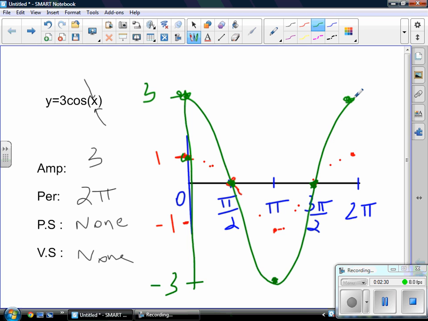So the only change here was the amplitude. Keep my period length still 2 pi. And the amplitude is kind of like a multiplier. So if it's a large number, it stretches it up. If it was a small number, like a fraction, it would be squished and closer together.